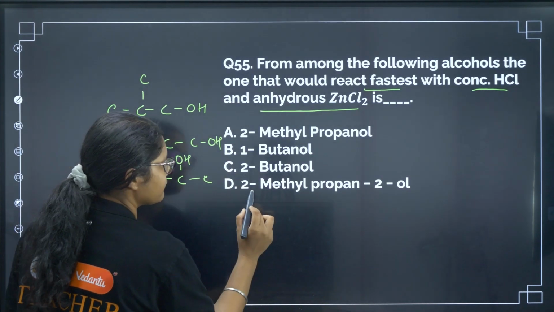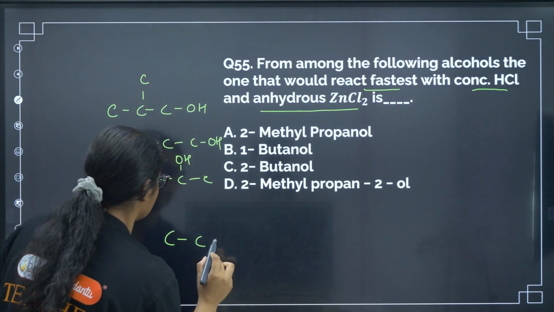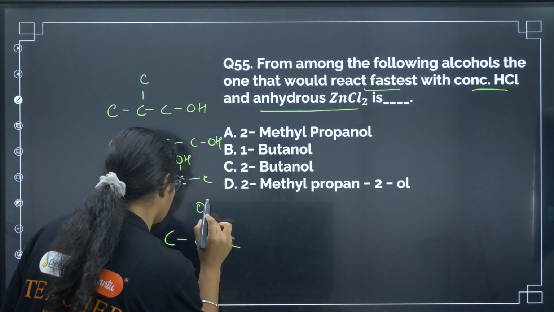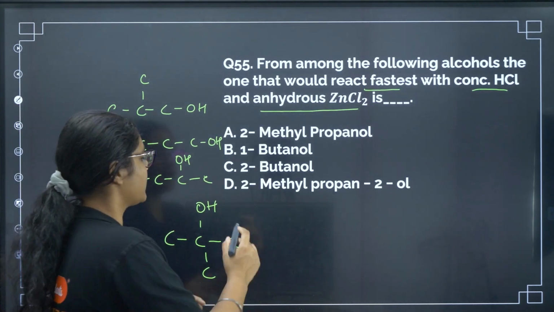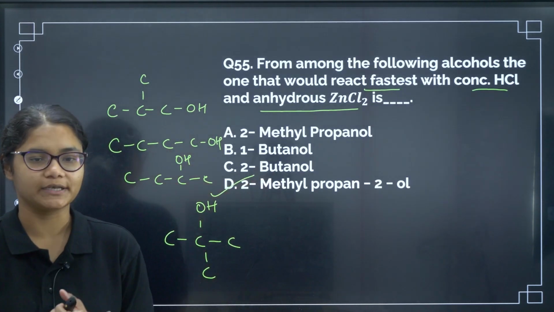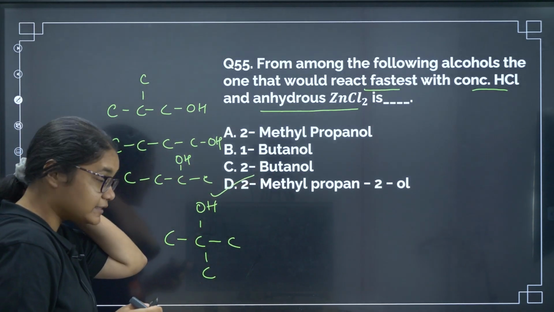Okay. Next we have 2-methyl propan-2-ol. So this is a tertiary alcohol, right? So it will react faster. So the correct answer for this question will be option number D. Okay. Now let us see the next question.